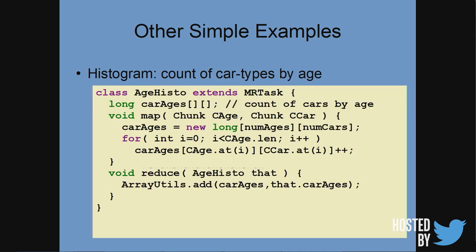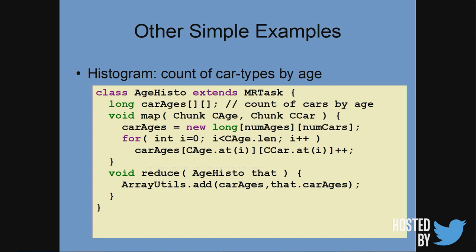So here's a histogram. Here's an array. I want to accumulate a count of cars by age. Somewhere in the world, I have some count of different kinds of cars and ages I'm looking at. And I'm going to walk over people and grab every car and get their age and the car and do a plus plus.